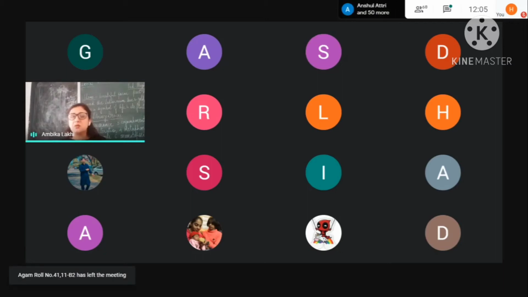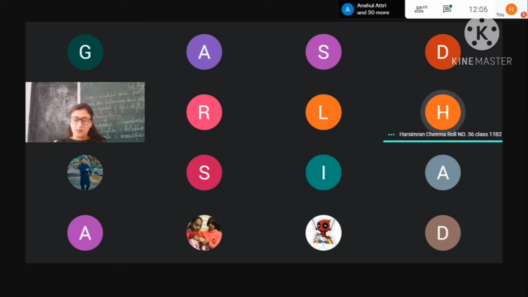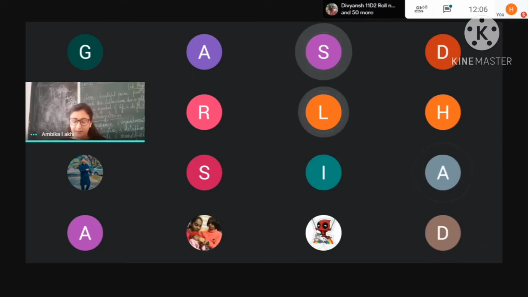So, which is the color which is most prominent in the first three lines? Yellow. Yes, yellow is the color which is most prominent in the first three lines, and you would understand about its significance soon.